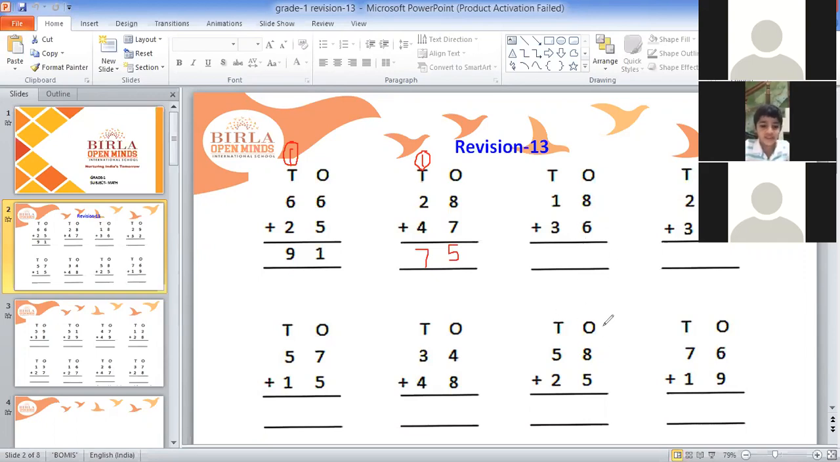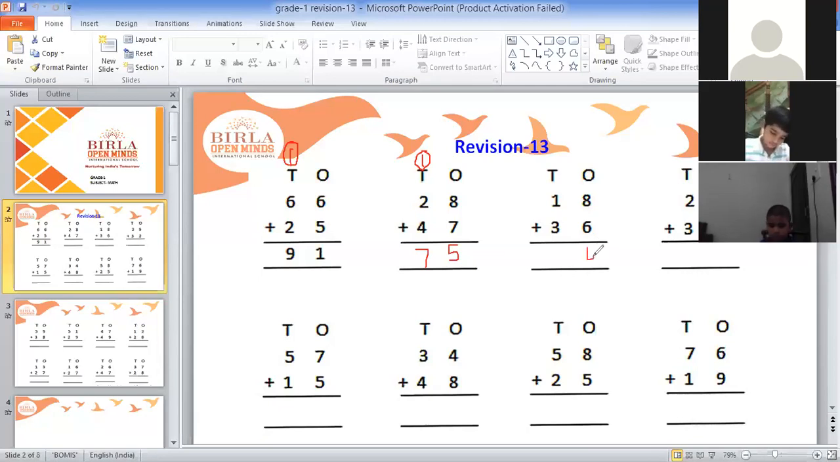Siddharth, show me your 6 fingers. Yeah, now start counting after 8. 9, 10. Close your fingers one by one. 11, 12, 13, 14. So 8 plus 6 is? 14. So we will write 4 here and that one will go as carry over in tens place.